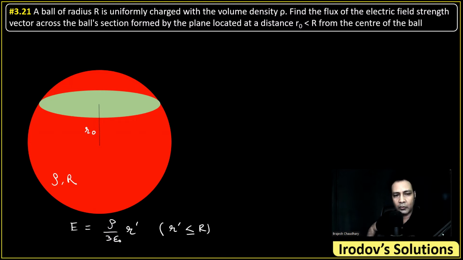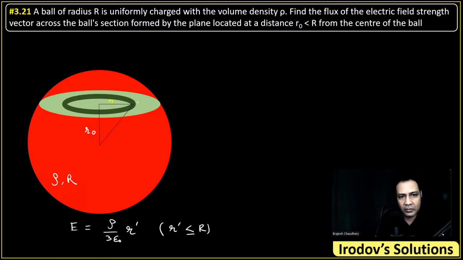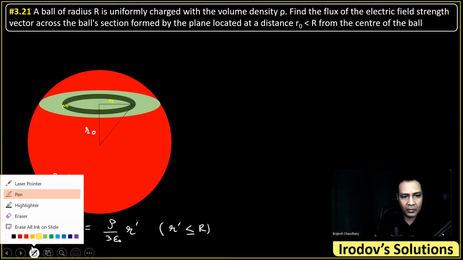To find the total flux, I will need to divide this region into rings of very small thickness, and one such ring is this. Suppose the radius of this ring is r, and the thickness is dr.